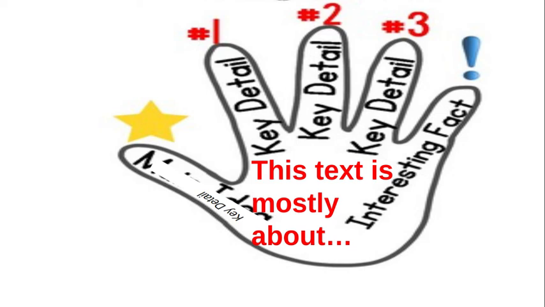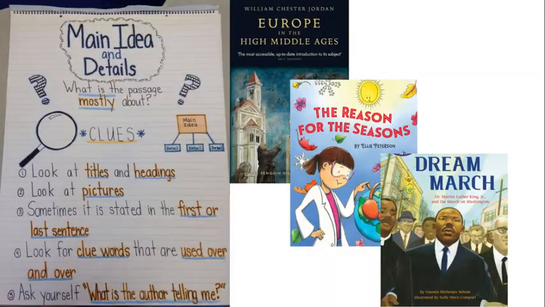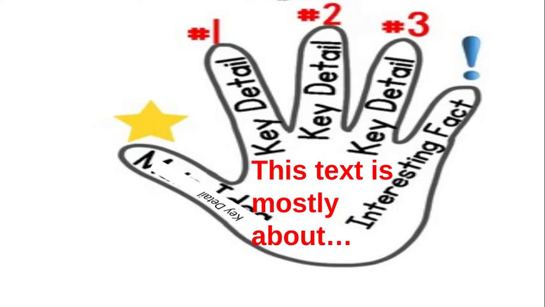So, in the center or the fleshy part of the hand, write "this text is mostly about." That comes from this slide right back there. That's what the main idea is. Take a moment to write "this text is mostly about."